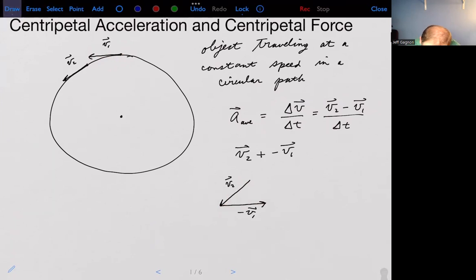And that's going to give me the resultant, which in this case is delta v, which is going to point in this direction. I'll do it in red. So this is my delta v. That is v2 plus negative v1, or v2 minus v1. So since my change in velocity points in that direction, that means the acceleration is also going to point in that direction. And it turns out in this case, that direction is towards the center of the circle. So that acceleration points in the same direction as the change in velocity, towards the center of the circle. So this object does undergo an acceleration.